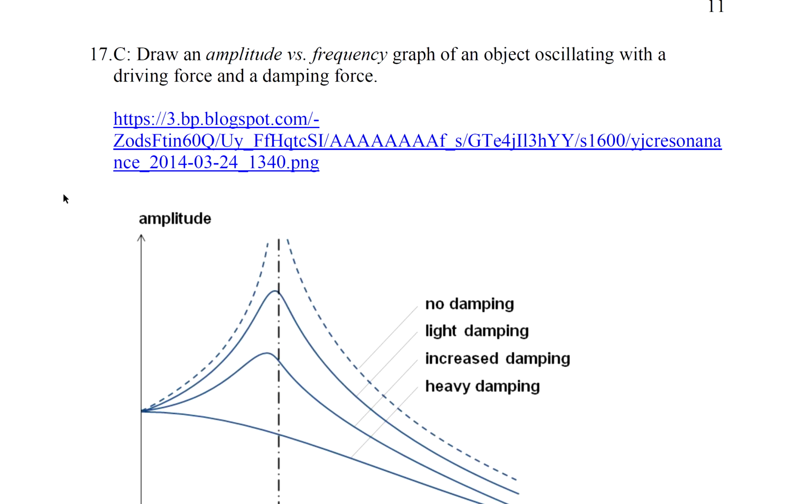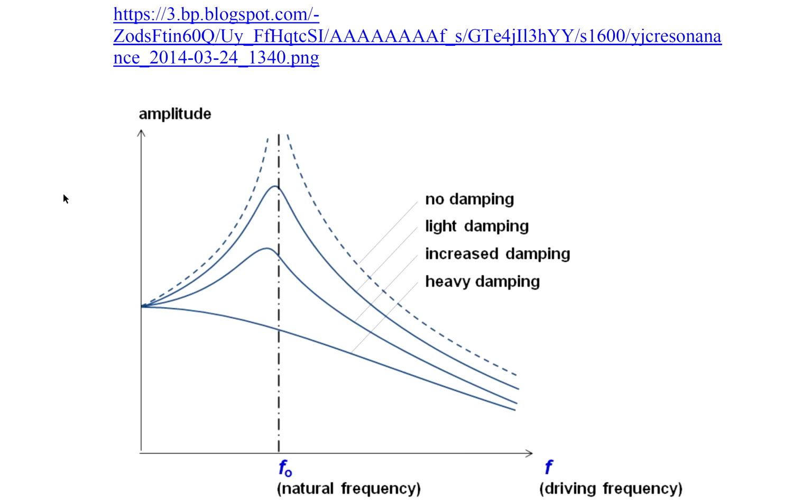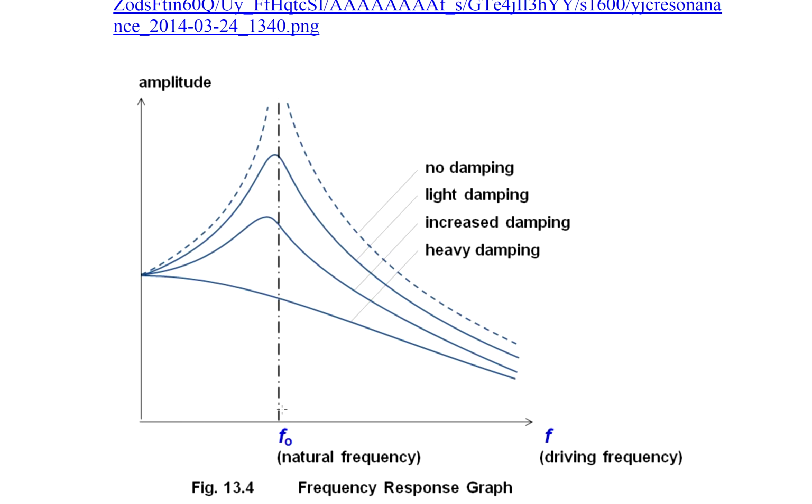Question 17. Draw an amplitude versus frequency graph of an object oscillating with a driving force and a damping force. So here we can see if we're pushing at the natural frequency and there's no damping, we're going to get infinite amplitude. The object is going to oscillate more and more. If there's light damping, you can see the peak amplitude shifts a bit to the left of the natural frequency. If there's more damping, you can see the maximum shifts a little bit more.